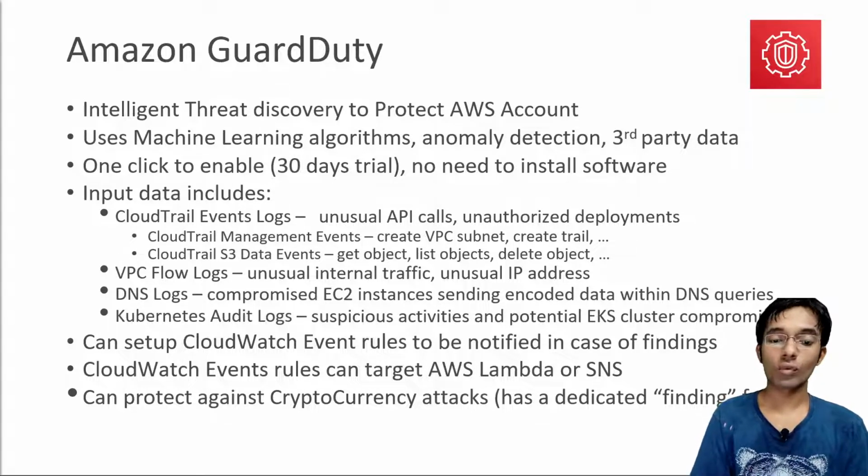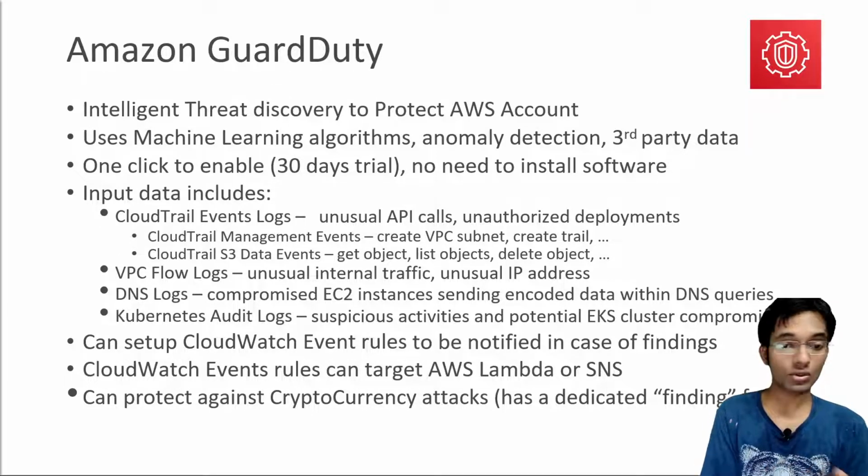It looks at your VPC flow logs to detect unusual internet traffic or unusual IP addresses, and your DNS logs to look at whether or not you have compromised EC2 instances that are sending encoded data within the DNS queries. And finally your Kubernetes audit logs, especially with EKS, Elastic Kubernetes Service, to detect suspicious activity and potential EKS cluster compromises.